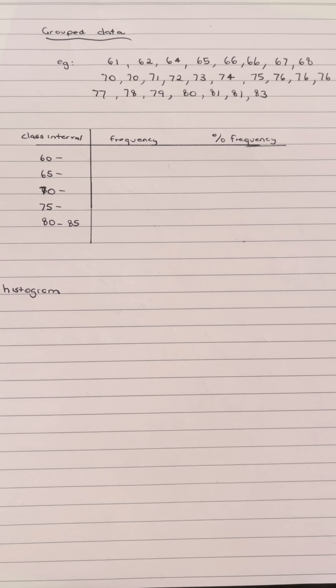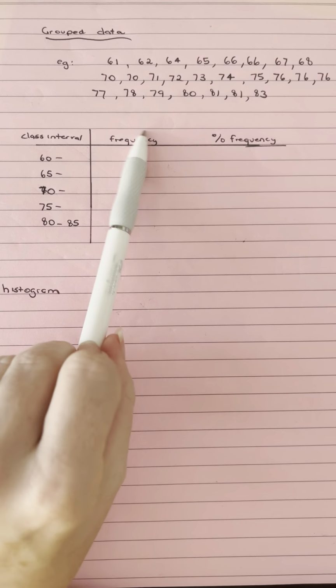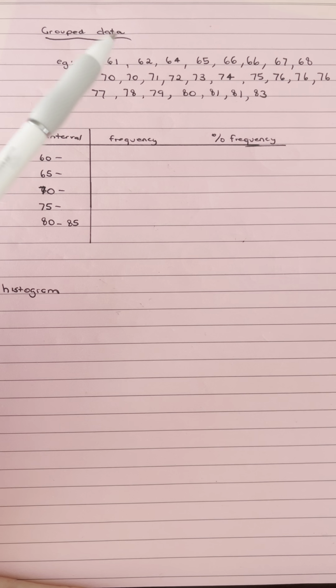Okay, having a look at using some group data. So we've got a set of data here with quite a few numbers. Now we've been used to putting our frequency tables where we just put each number down the side and then how many times it occurs. But here we've got a lot, and that would be a lot of rows in our table and not really show us much in particular about the data. So we're going to look at it in class groupings with an interval of 5.